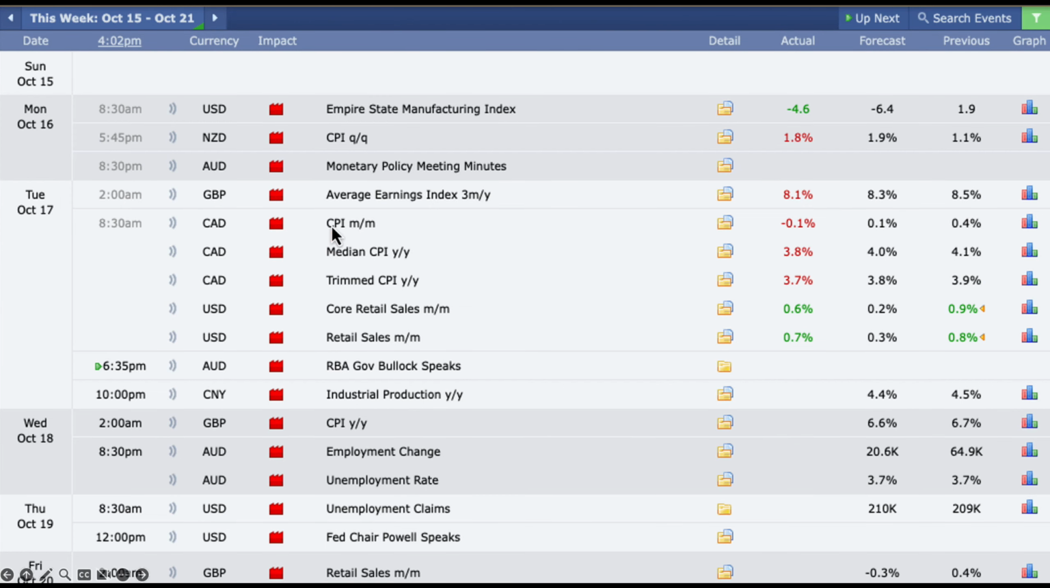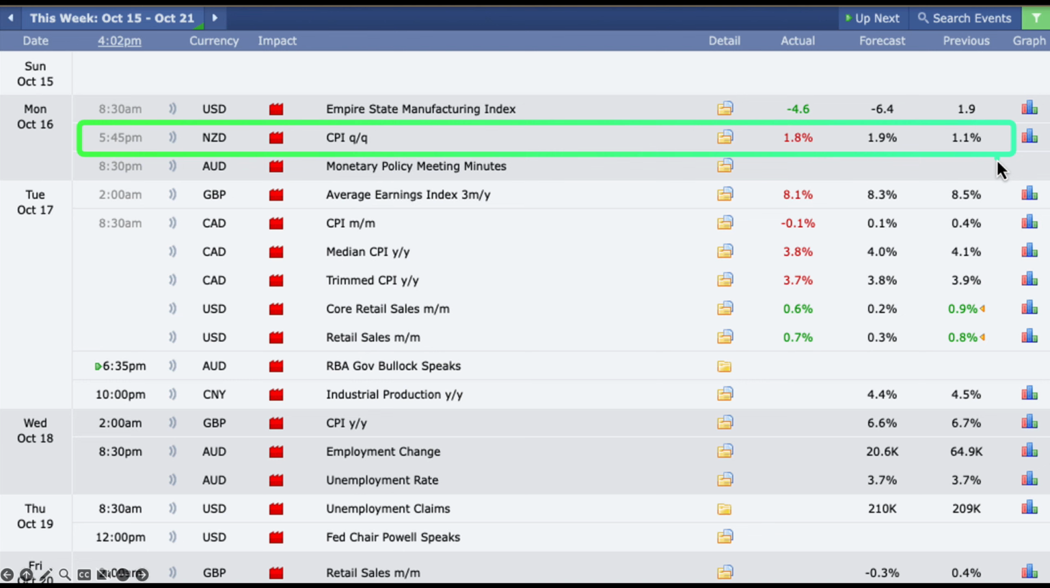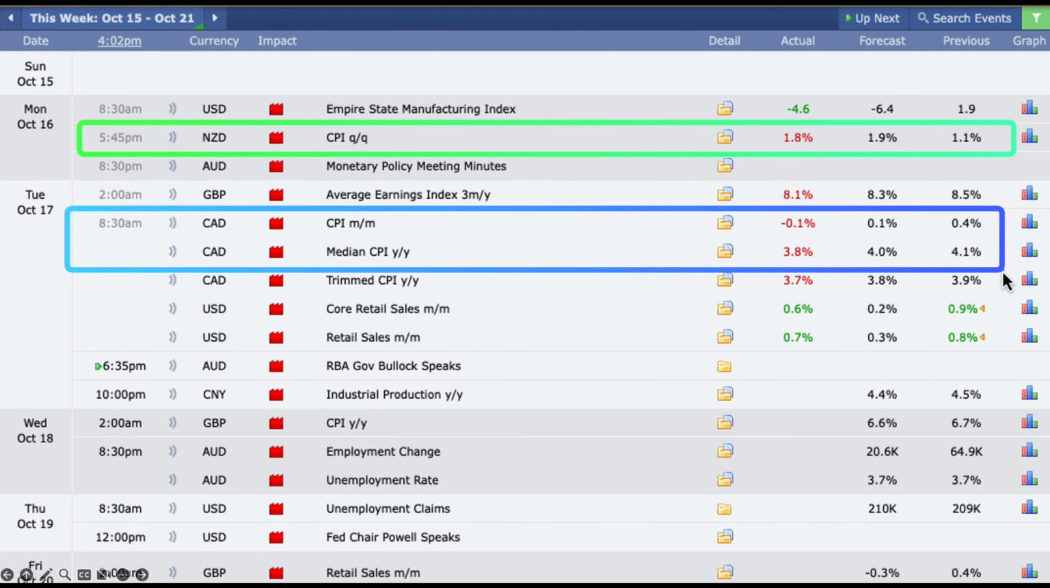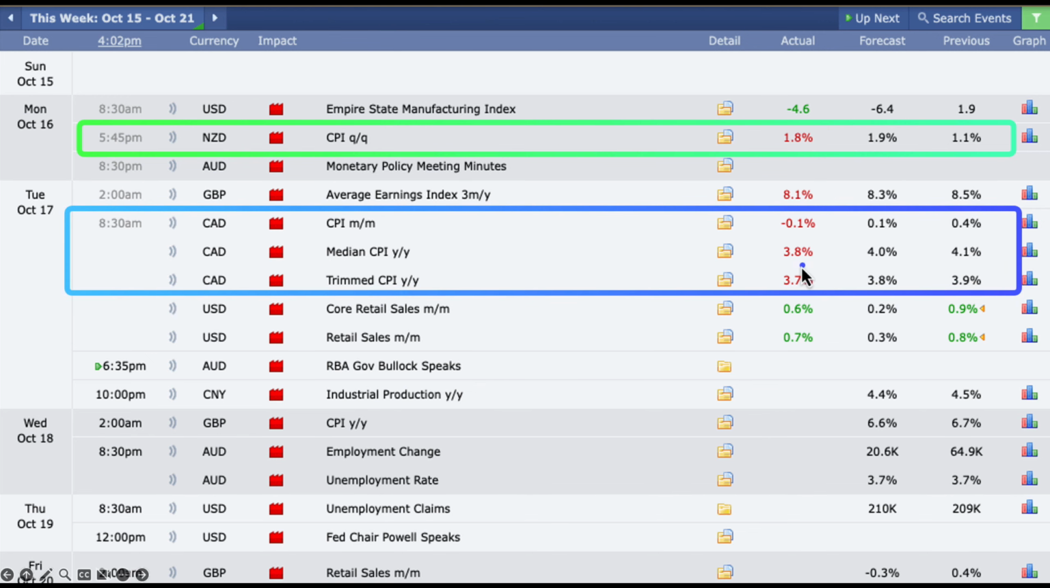Looking at the schedule here, we had quite a few big announcements already out of the way. We had the Kiwi CPI. Take a look at that: 1.8 versus 1.9, below expectation. And take a look at today's number, Canadian CPI. That was also below expectation, 3.8 versus 4 on the median, and the CPI month over month was negative 0.1 versus 0.1. So again, below expectation. Cool, giving the central banks a little bit more breathing room to not raise rates, and that will be shown in the upcoming meetings ahead.